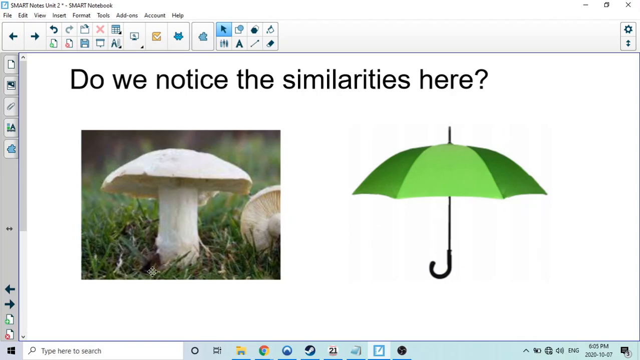When rain falls on a mushroom, it's dry down underneath here. So somebody somewhere figured, hey, let's take this idea and use it to cover our heads when it's raining so we don't get wet. Mushroom, umbrella. See how they're very similar, right down to the shape.